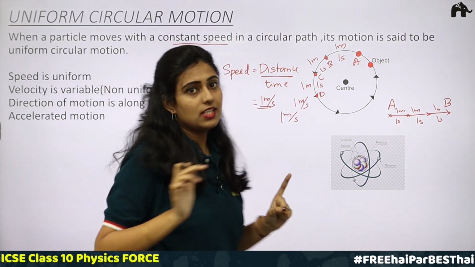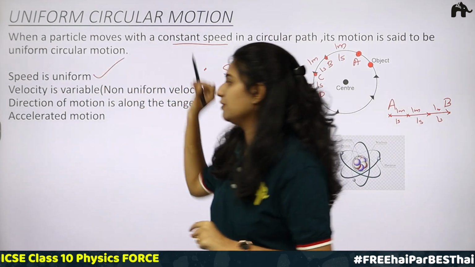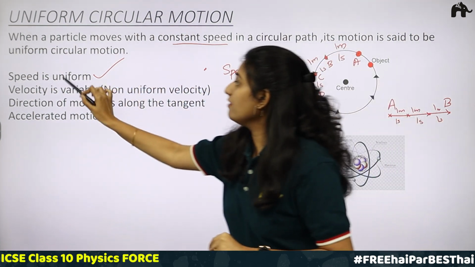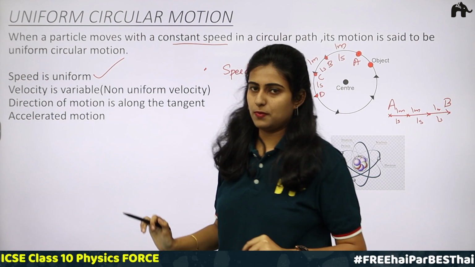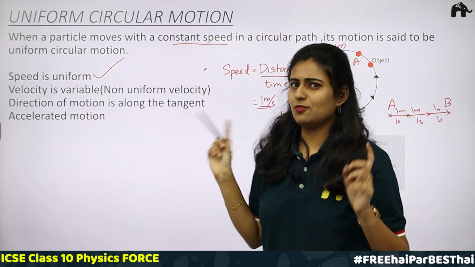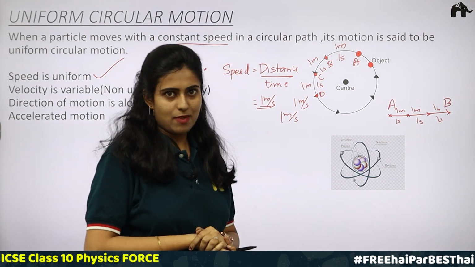Therefore, the body is in constant speed or uniform speed. Speed is uniform. Okay, a body in uniform circular motion will have constant speed or uniform speed. Next is velocity is variable or non-uniform velocity. What is velocity? We know velocity is displacement divided by time.